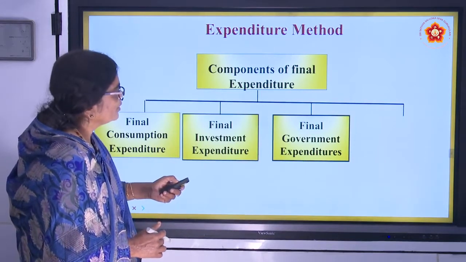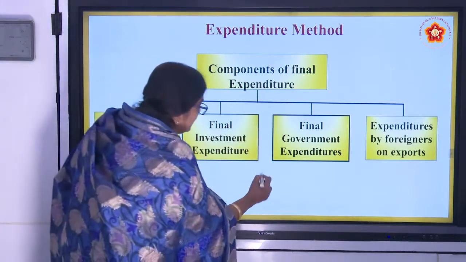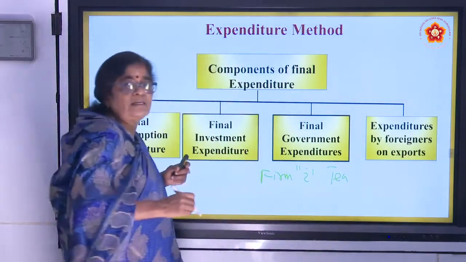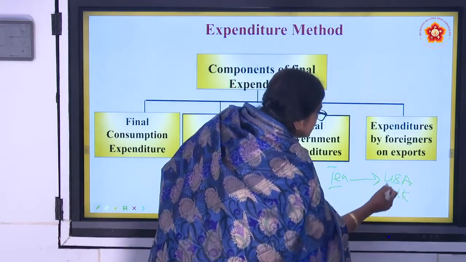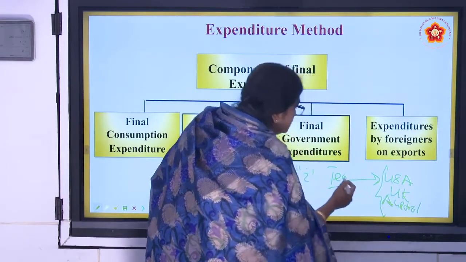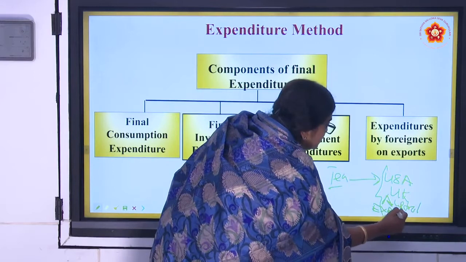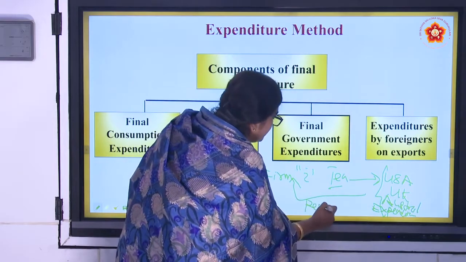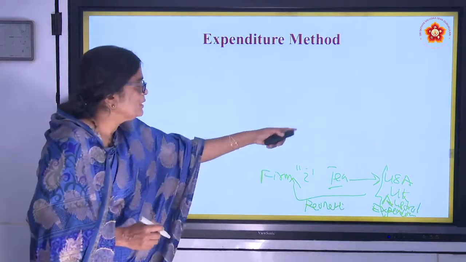The next one is expenditures by foreigners on exports. For example, our example firm I also produces tea. This tea is exported to the USA and other countries, UK, Australia, like that. For them it is an expenditure, no? Because they are buying our tea, therefore for them it is an expenditure. The foreigners' expenditure will come back to firm I as revenue. Therefore, this is called expenditures by foreigners.